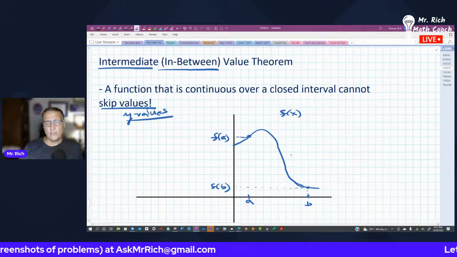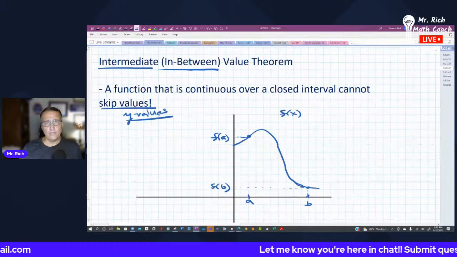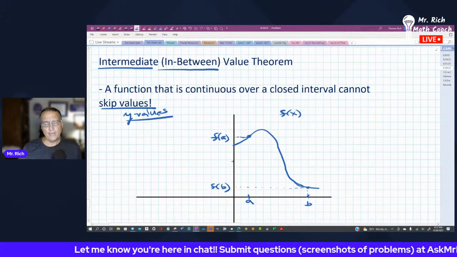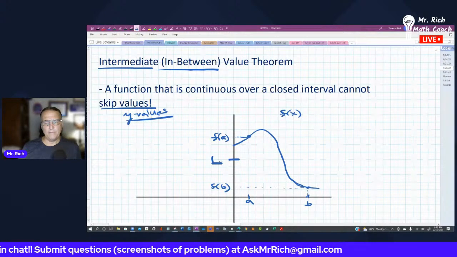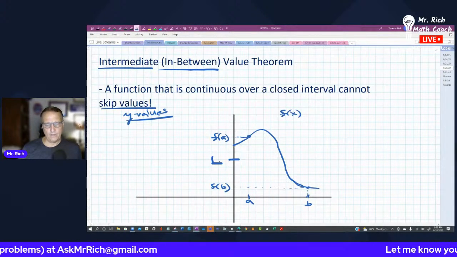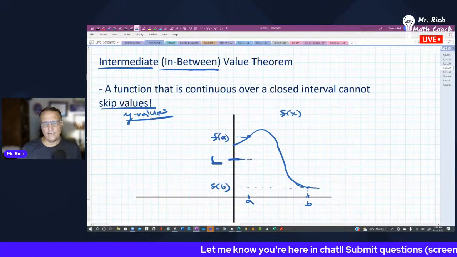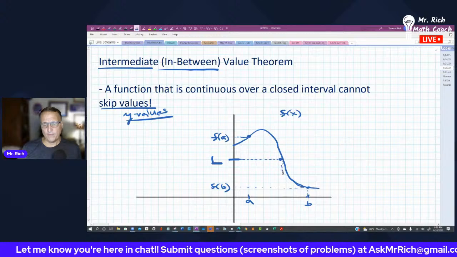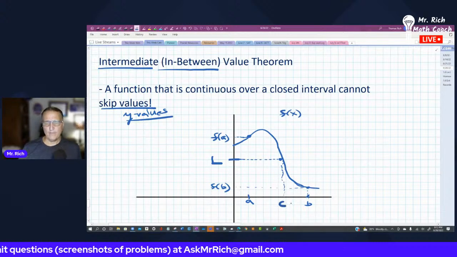So what the intermediate value theorem says is that if the function is continuous over the interval a to b, and then we come along and we pick a value on the y-axis that happens to be in between, I'll call it L, that's in between f of a and f of b, that means there must exist at least one value that's associated with L that would fall in between a and b, and I'll call that c.